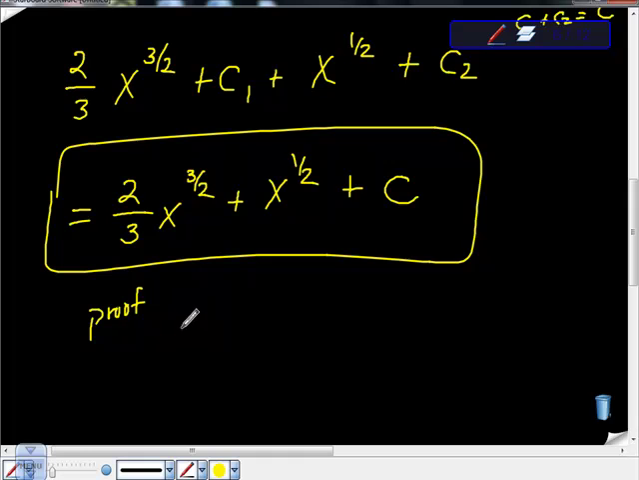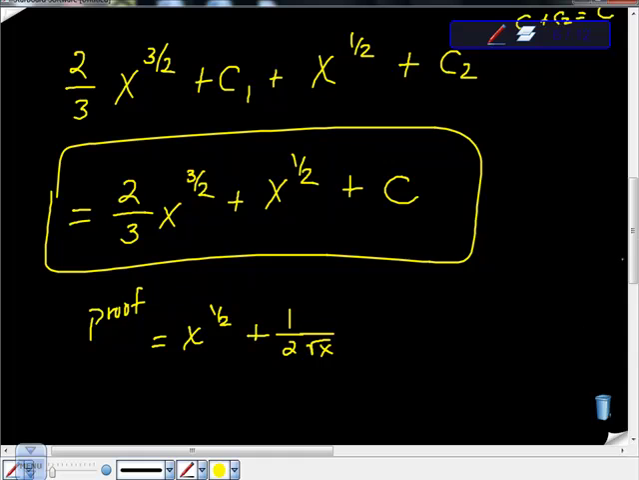3/2 times 2/3 is 1. Say we decrement here, so we take 3/2 minus 2/2 is 1/2, right? Plus, the first derivative of this is 1/2 x to the negative 1/2, isn't it? And if we look at this, x to the negative 1/2 is square root x, isn't it? And the first derivative of any constant is 0.